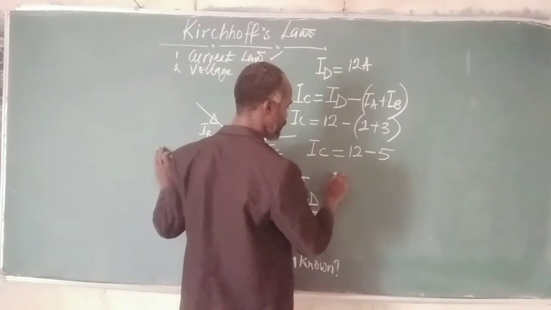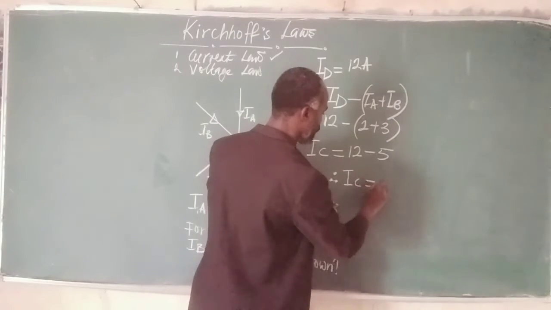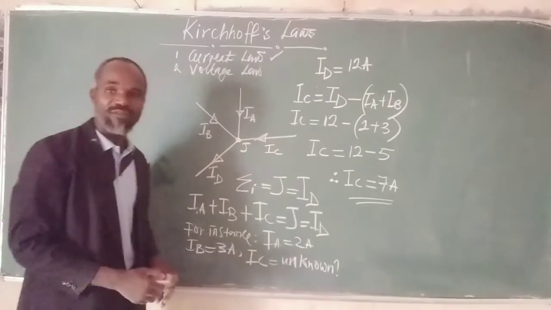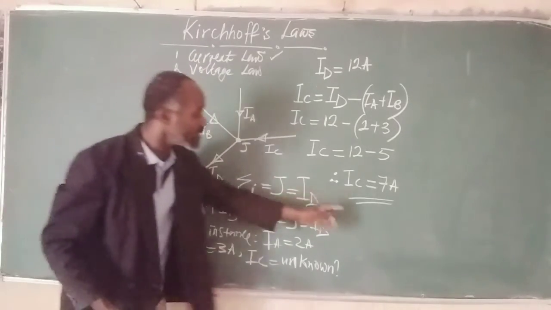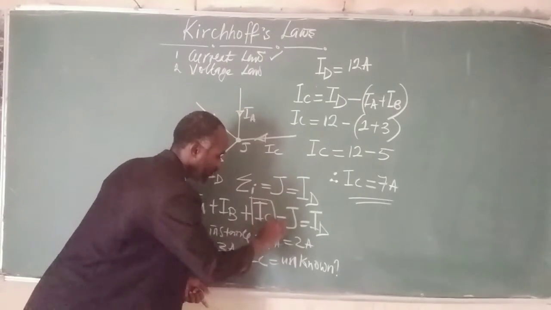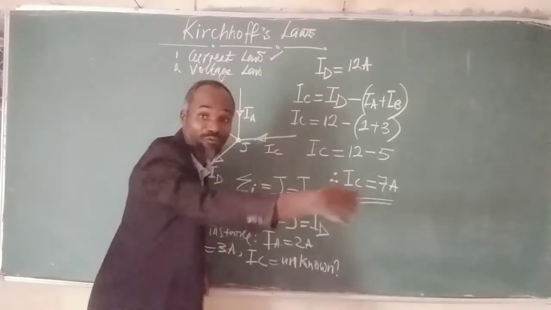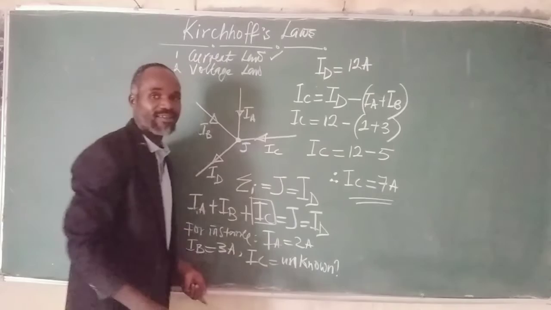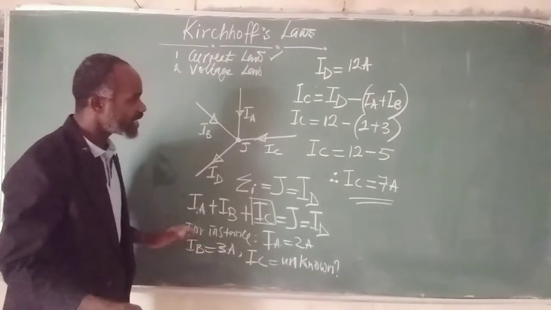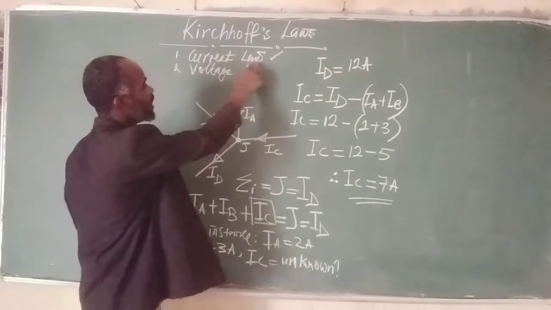Therefore, we now see that current IC is equal to 7 amps. Okay? 7 amps, that's what it means. It means if we substitute the value of this current with 7 amps, we are going to get a total current flowing away from the system as 12 amps. That is what it means. Very simple. And that is a very wonderful way to present Kirchhoff's current law.